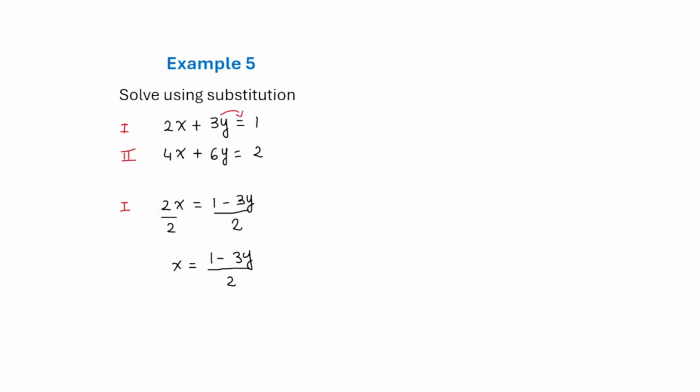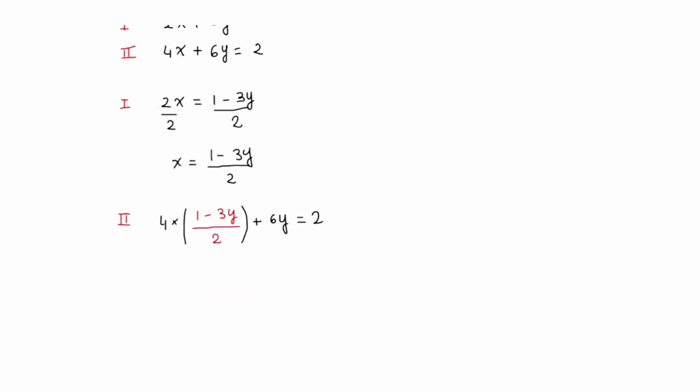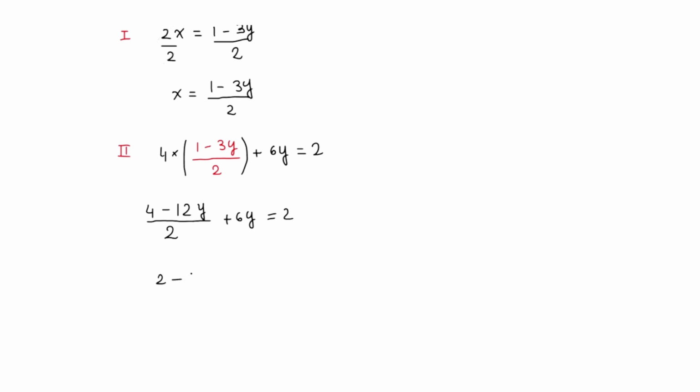We isolated x from equation 1, so we substitute x into equation 2. Since x is equal to (1 minus 3y) all over 2, we replace x with that fraction. So we get 4 times ((1 minus 3y) all over 2) plus 6y is equal to 2. Now we multiply 4 by each term in the numerator. The equation becomes (4 minus 12y) all over 2 plus 6y is equal to 2. Now we simplify the fraction and we get 2 minus 6y plus 6y is equal to 2.